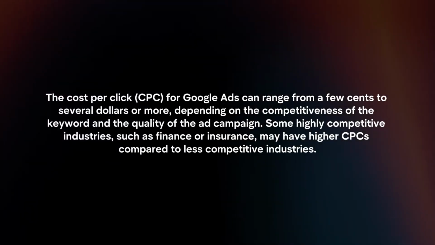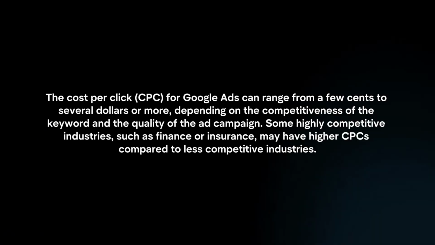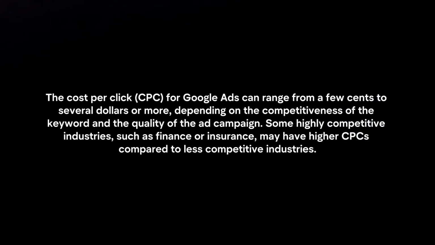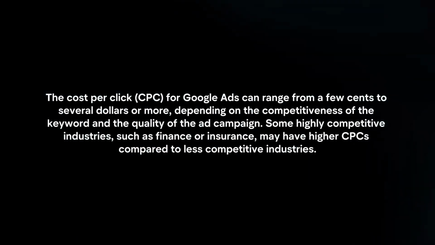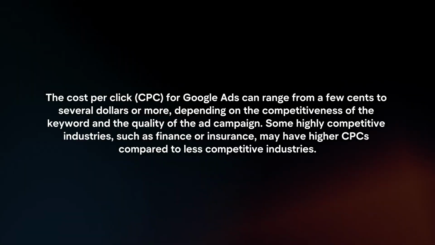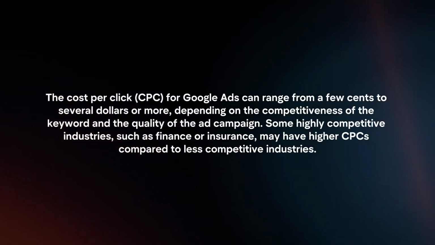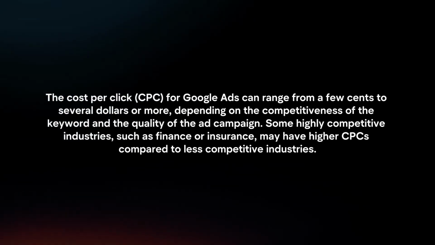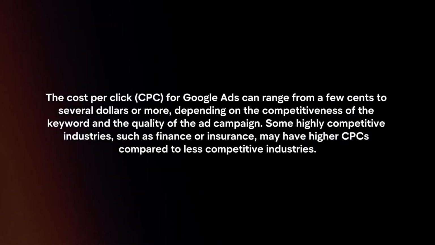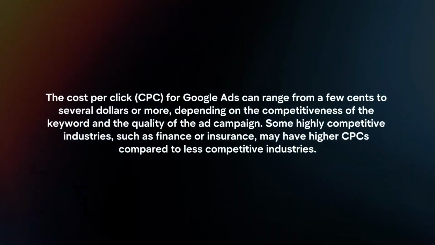The cost per click for Google Ads can range from a few cents to several dollars or more, depending on the competitiveness of the keyword and the quality of the ad campaign. Some highly competitive industries, such as finance or insurance, may have higher CPCs compared to less competitive industries.